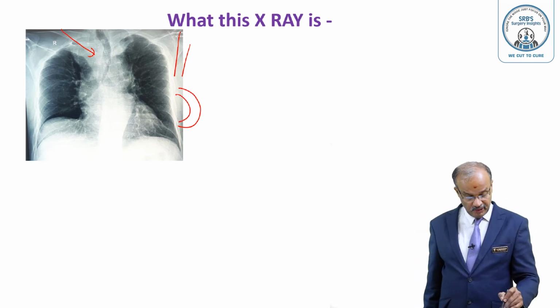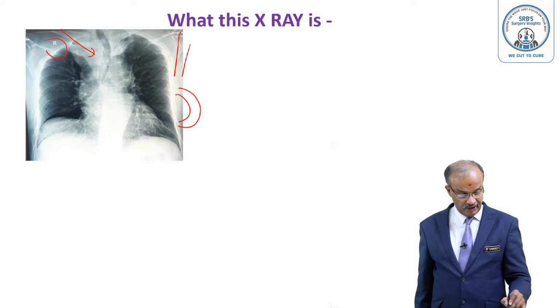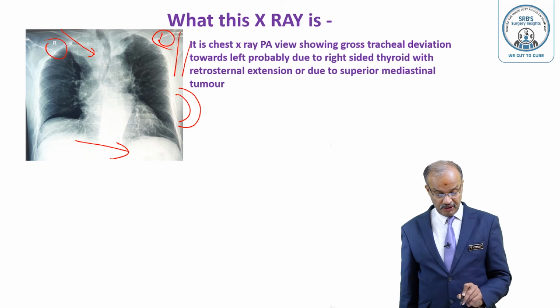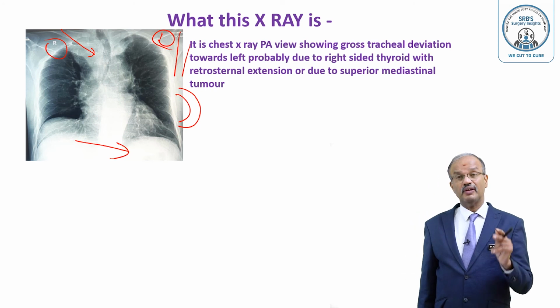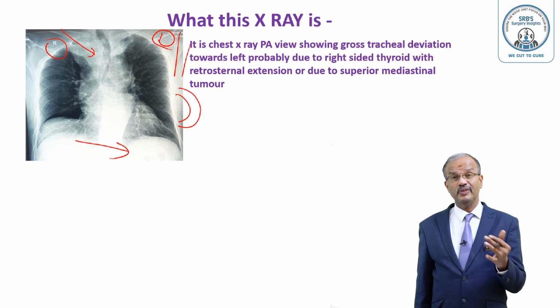See that shadow, the tracheal air shadow is there, deviated towards the left. This is the right side, this is the left side. So deviated towards the left side. This is a very typical gross tracheal deviation towards the left side. Maybe a right-sided large thyroid. Maybe there is retrosternal extension also. So the patient may present with stridor.